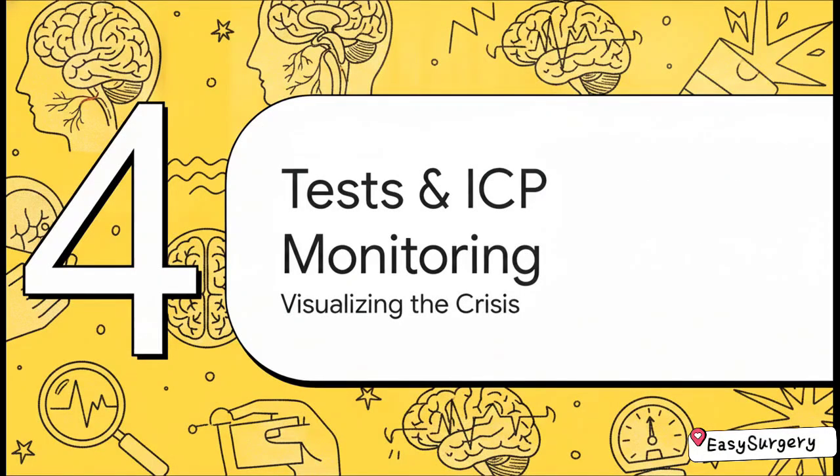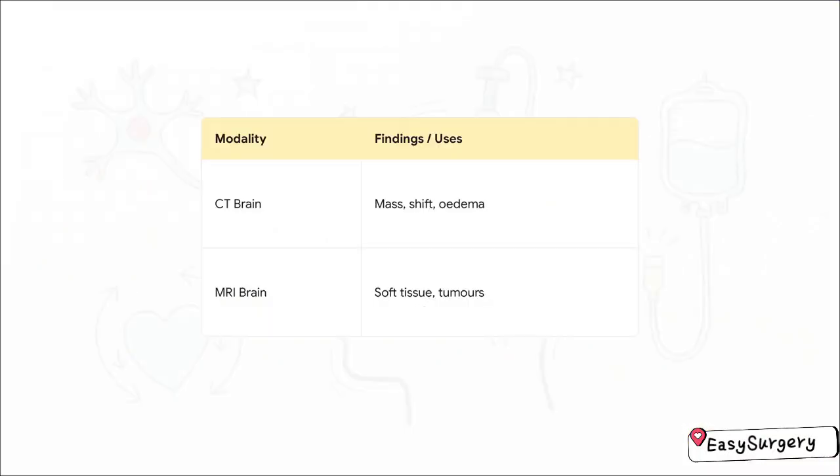Section 4, Investigations and ICP Monitoring. How exactly do we urgently visualize and measure this escalating crisis? For investigations, a CT brain is your first-line emergency step. It can show a mass lesion, a midline shift, hydrocephalus, effaced ventricles, loss of sulci, and cerebral edema. An MRI brain gives you better soft tissue detail and is incredibly useful for tumors and posterior fossa lesions, but the CT is always your initial go-to.